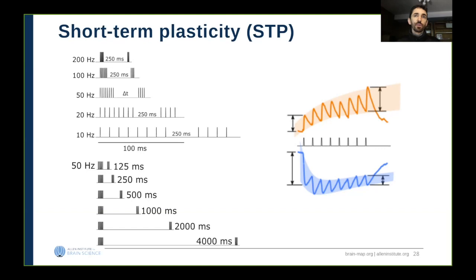We probe STP in a few different ways. First, by stimulating the synapse with trains of different frequencies in order to induce short-term plasticity. And then we test the state of the synapse after different delay periods in order to see how quickly it returns to baseline. We also stimulate with random interval trains, but that is a whole trove of data that nobody has dug into yet.